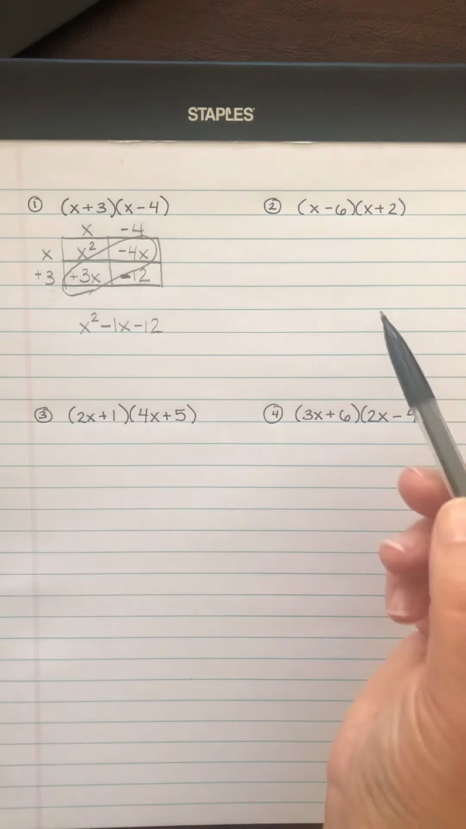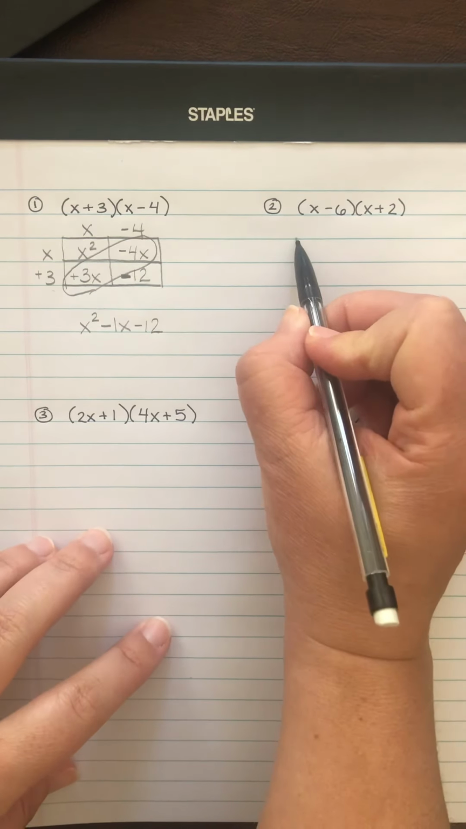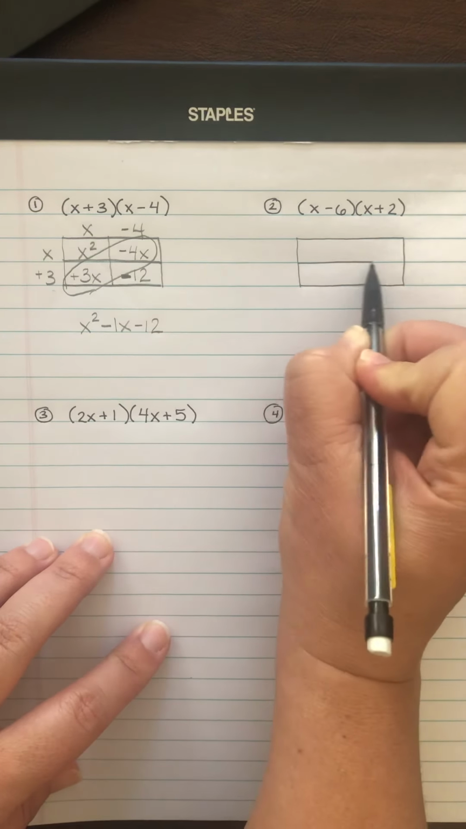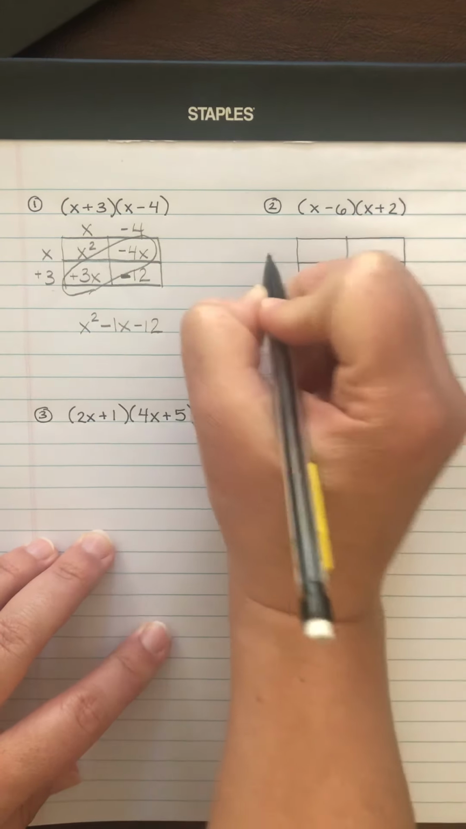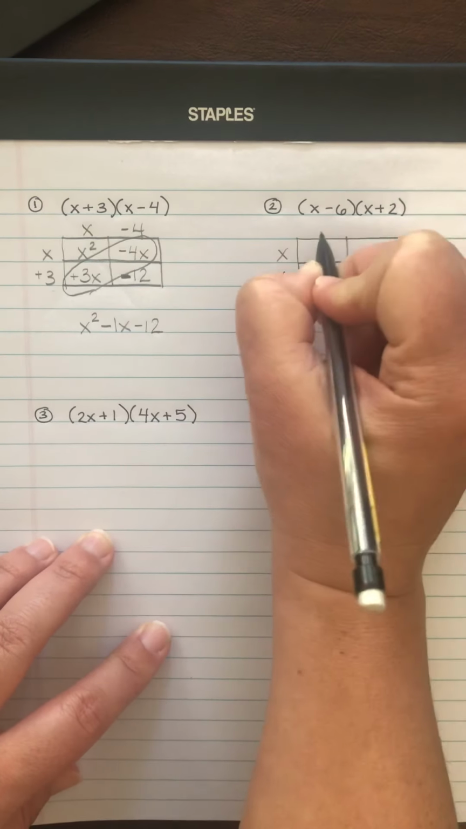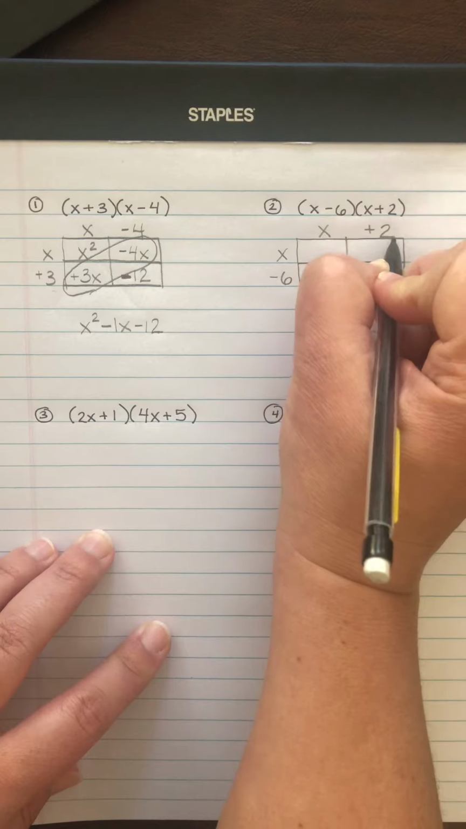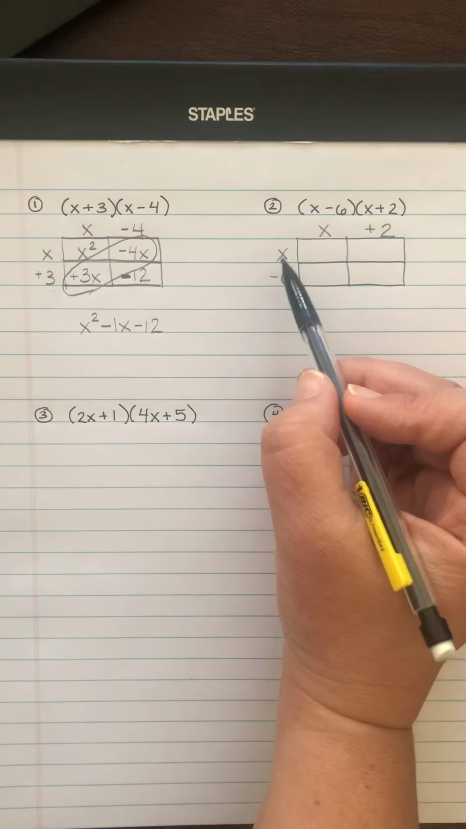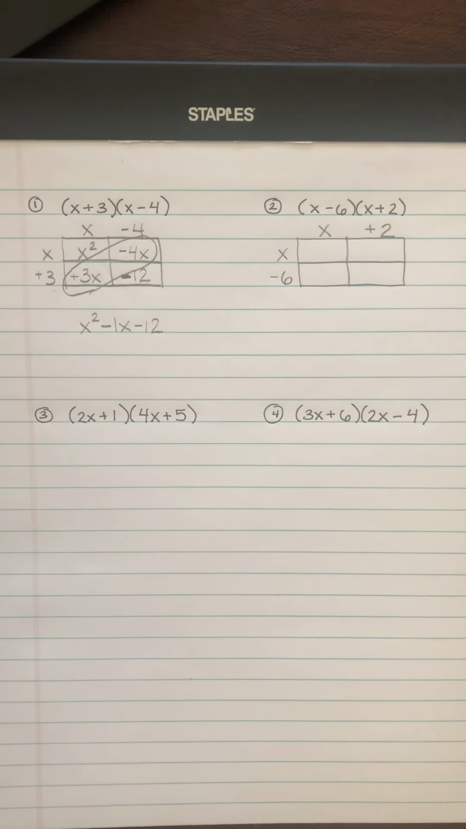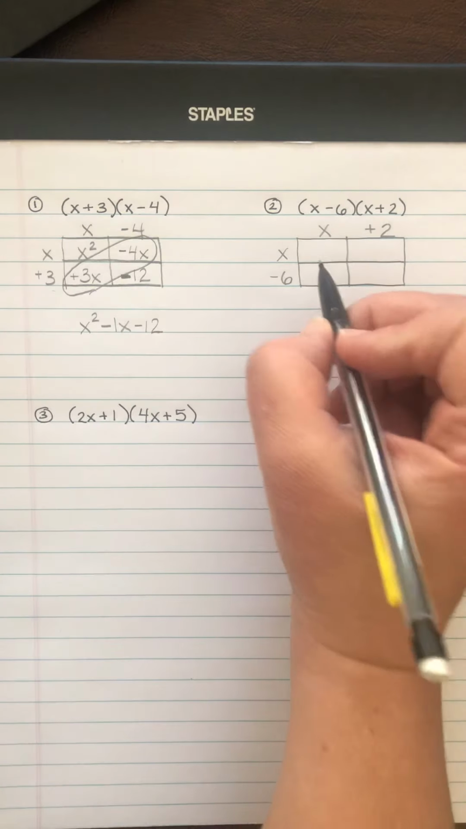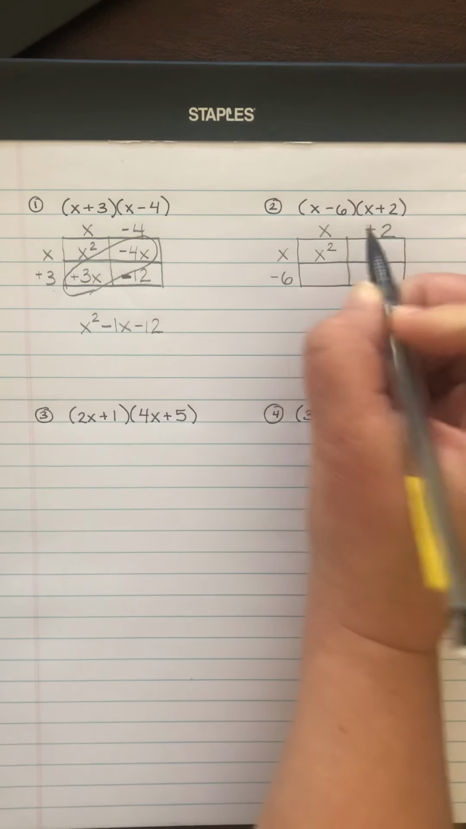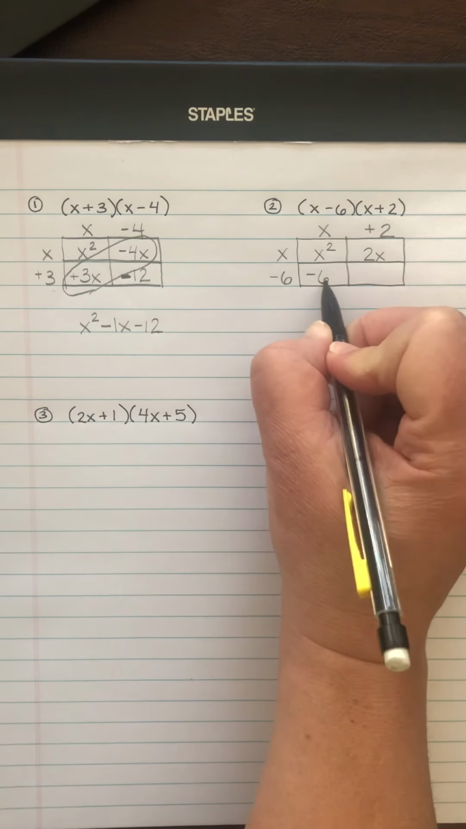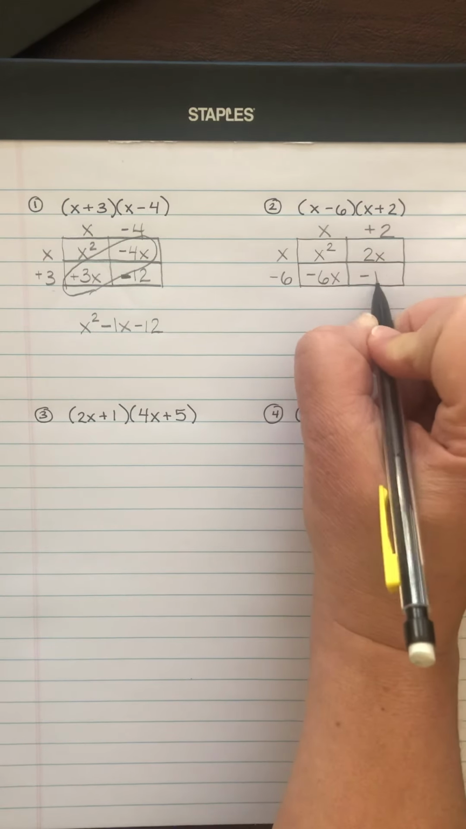All right. Number 2, same exact thing, set it up. I'm going to write the x minus 6 on this side, the x plus 2 on this side. It does not matter which side you write your binomial in. So if over here you put x plus 2 and up top you did x minus 6, you will still get the same exact answer. X times x is x to the second. X times a positive 2 is a positive 2x. Negative 6 times x is a negative 6x. And negative 6 times 2 is a negative 12.